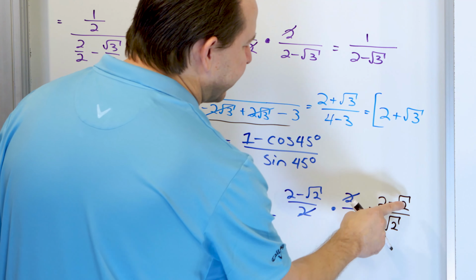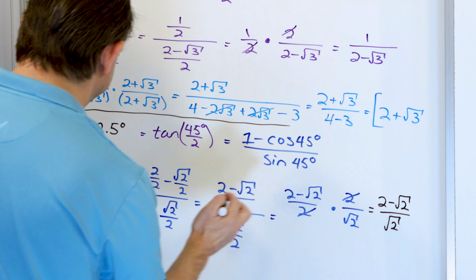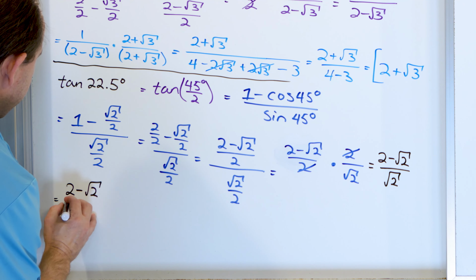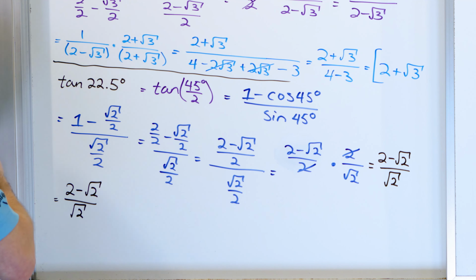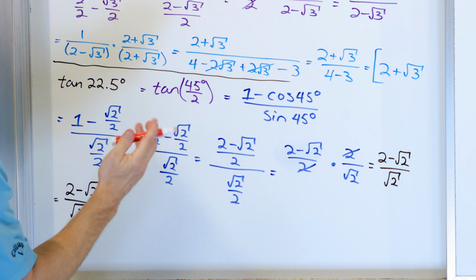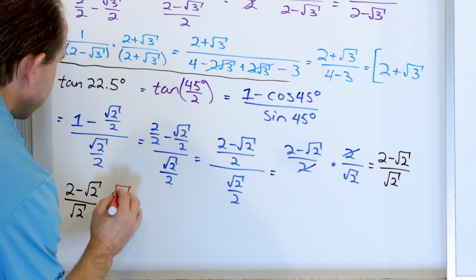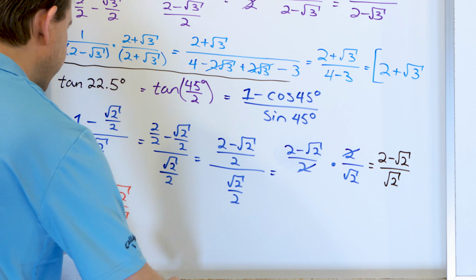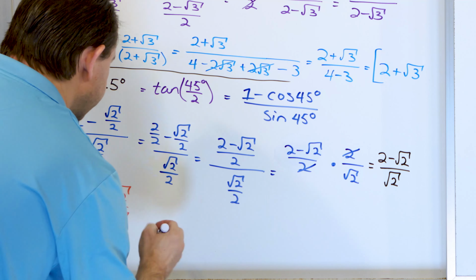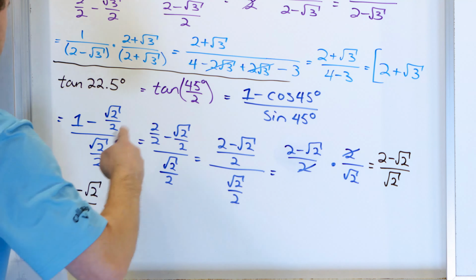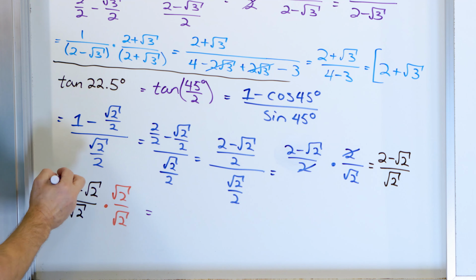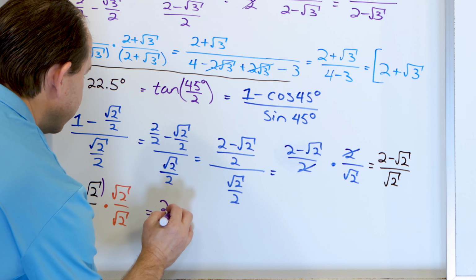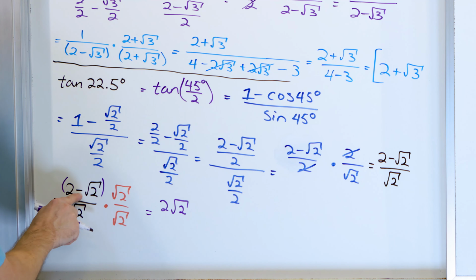Now this is the correct answer, but again, we don't like radicals in the denominator. So what we're going to do is rationalize it. 2 minus the square root of 2 over square root of 2. How do I get rid of the radical in the bottom? I'm going to multiply by square root of 2 over square root of 2. I'm multiplying by 1 here. So in the numerator, what am I going to get? Remember, there are invisible parentheses around this, so this gets multiplied times the 2. 2 times the square root of 2. The minus sign is here.